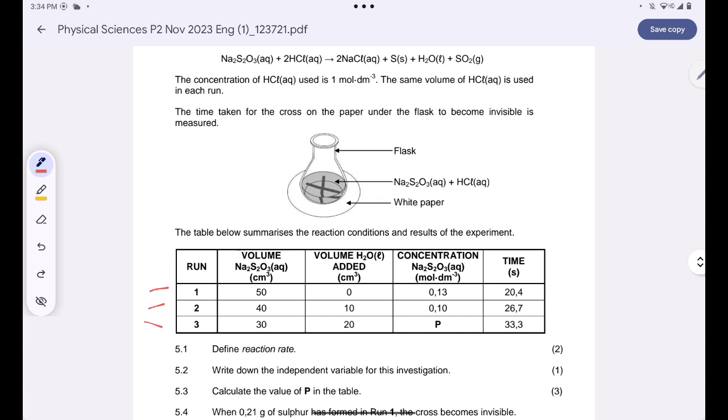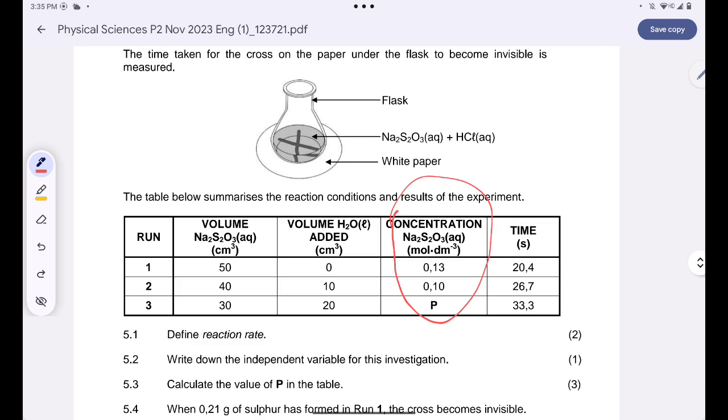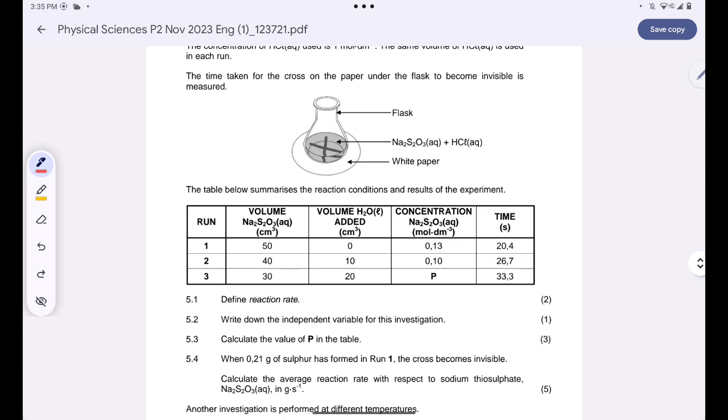Okay, we are being shown the apparatus there, and then there are 3 runs that were made for this investigation. In the first run, they used 50 cubic centimeters of sodium thiosulfate, and then in reaction 2 and 3 they diluted the sodium thiosulfate by adding water. So basically, whenever you dilute something, you are tampering with its concentration. You are decreasing its concentration. Are you together? Okay. So now, I can simply conclude that the factor which was measured here was the concentration of my sodium thiosulfate. Are you together?